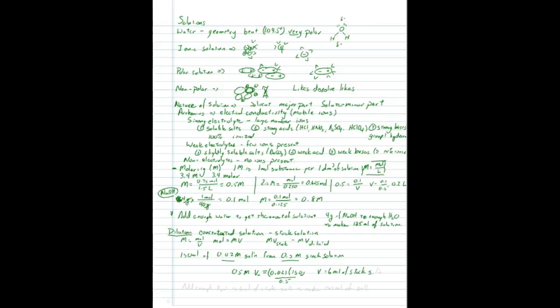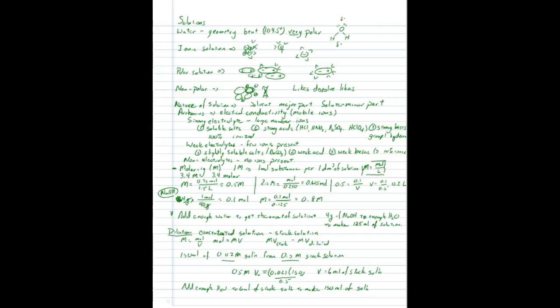Now remember, you still have to do the same thing as you did before. So how would you make a diluted solution? You would add enough water to 6 milliliters of the stock solution to make 150 milliliters of solution. So that is how you would do that type of problem.